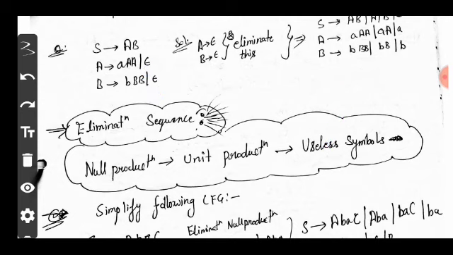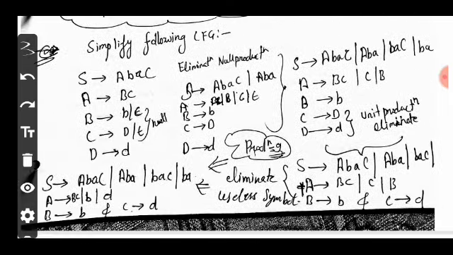Now what is the real sequence to eliminate any grammar in CFG? So here firstly we eliminate null production, then eliminate unit production, and lastly remove useless symbols. So come to the question that contains all types of the grammar.